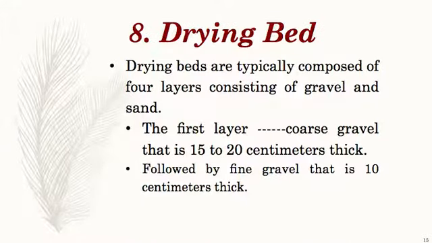coarse gravel and the sand. The first layer is coarse gravel, which is about 15 to 20 centimeters thick, and this layer is followed by the fine gravel layer that is 10 centimeters thick. The third layer is sand that can be between 10 to 15 centimeters, and it serves as the filter between the sludge and the gravel. So the sludge dries up and water percolates to the first layer that is collected at the drainage pipe that is beneath all the layers present.